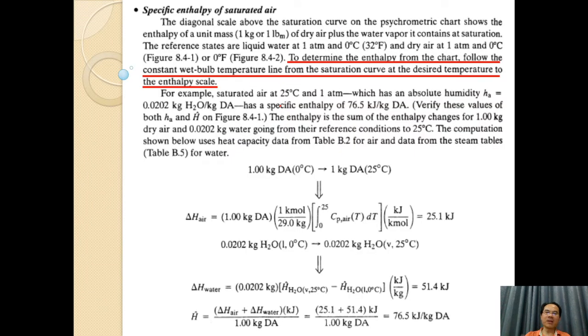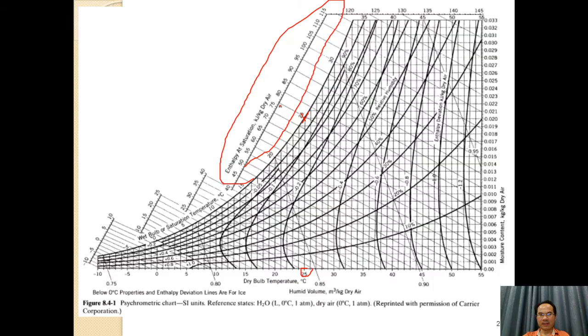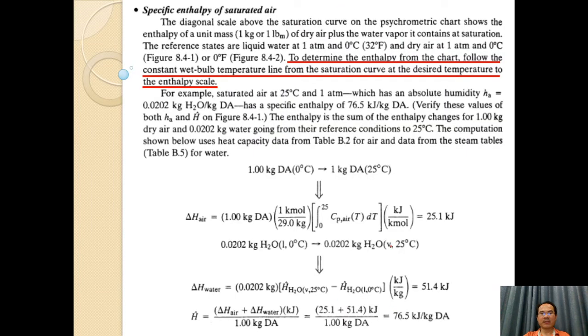In this case, you can also determine it based on the previous technique, based on the reference state. For this curve, the reference state is 0 degrees Celsius, 1 atm for water, and 0 Celsius, 1 atm for dry air. So for this case, we would like to know the change from 1 kilogram dry air at 0 Celsius to 1 kilogram dry air at 25 Celsius. The first step, you have to calculate delta S air and delta S water. For this case, we have two components, air and water.